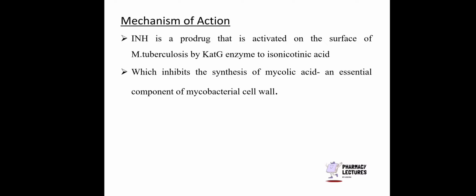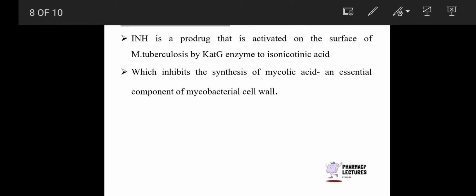Mechanism of action of isoniazid. Isoniazid is a prodrug which is activated by mycobacterial catalase peroxidase, that is KatG enzyme, to isonicotinic acid. Mainly, there are two different target enzymes for isoniazid which are involved in the synthesis of mycolic acid. Mycolic acid is a very long chain beta-hydroxylated fatty acid which is found in the mycobacterial cell wall, and it is an essential component of the mycobacterial cell wall.